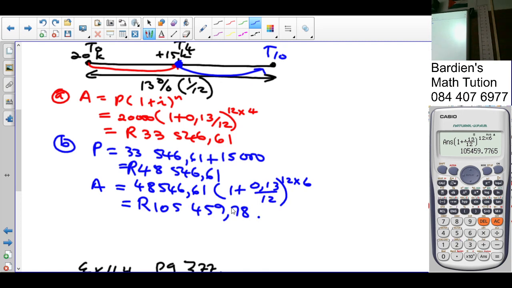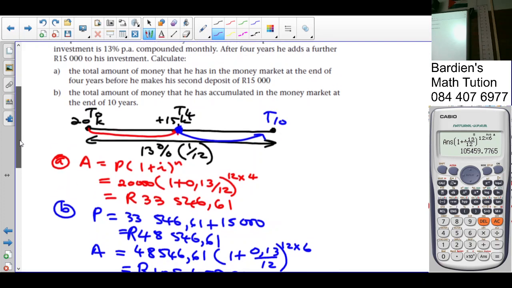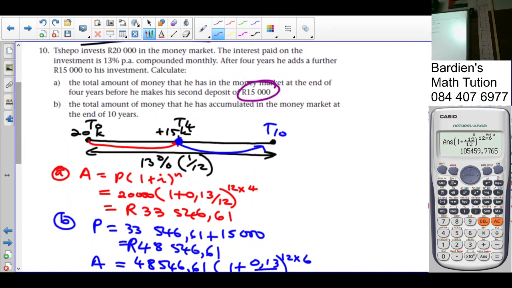Okay, is there any confusion there? Yes? I got confused about the 15,000, plus 15,000. Why am I adding 15,000? Because we are told in the introduction to the sum, after 4 years, he adds a further 15,000. We calculated, as the question says, before the second deposit is made.